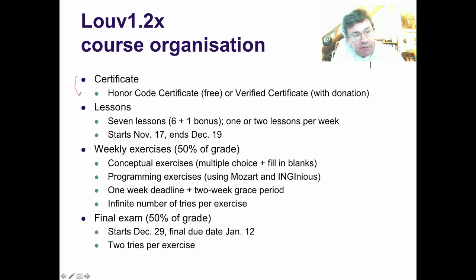In terms of certificates, there's either an honor code certificate or a verified certificate. For the lessons, there will be 7 lessons, so 1 more than Louvain 1.1x: 6 lessons plus 1 bonus lesson. In general, there will be 1 lesson per week, but there are 2 weeks when we will have 2 lessons for the week. It starts November 17 and it ends on December 19 for the lessons. The exercises count for 50% of the grade.